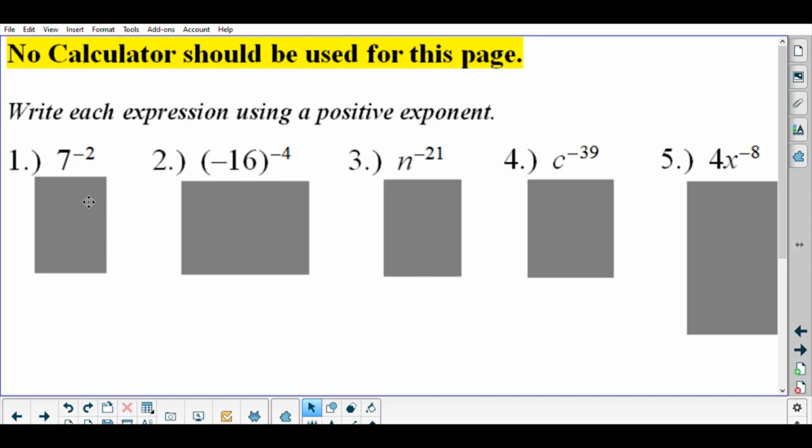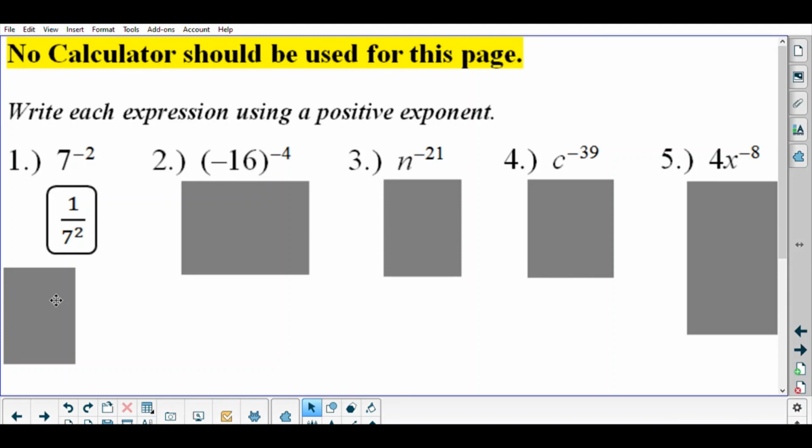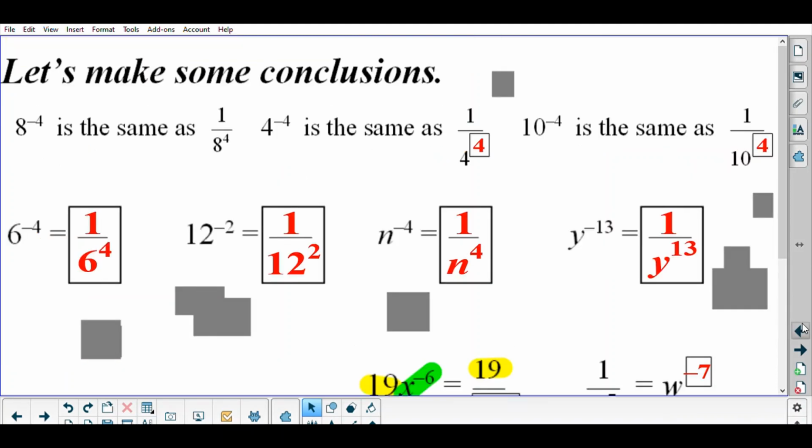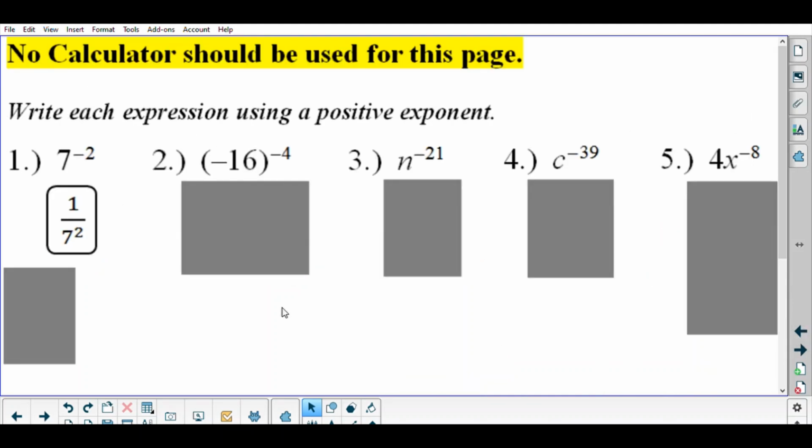Well, use what you learned from the first page. This is the same as the fraction with a numerator of 1 over a denominator of 7 to the positive second power. That's what we just learned happens with negative exponents based on the discovery lesson that we did on the first page. I will also do number 2 with you.